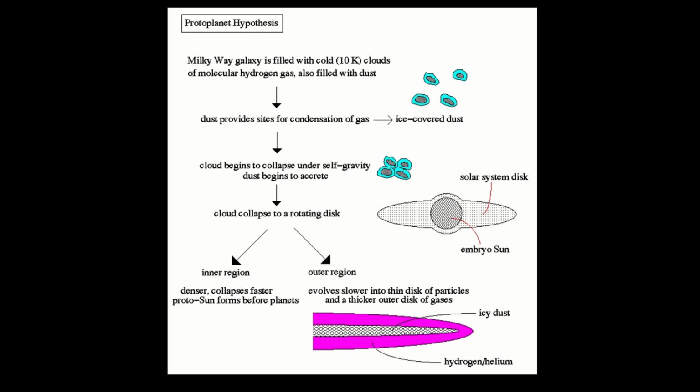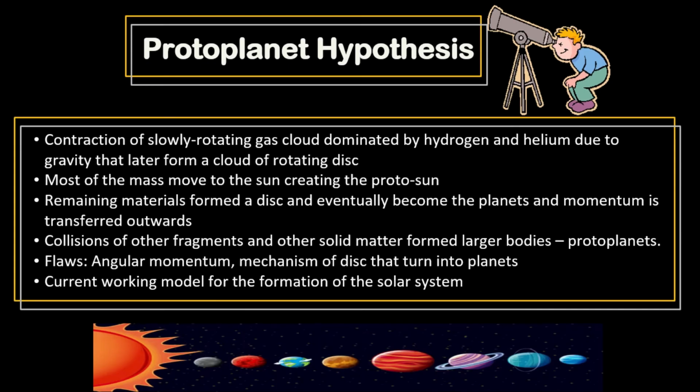And as I have said a while ago, there also some collision happened that formed the other planets. So that is our protoplanet hypothesis. Okay? So it is the current working model for the formation of the solar system.